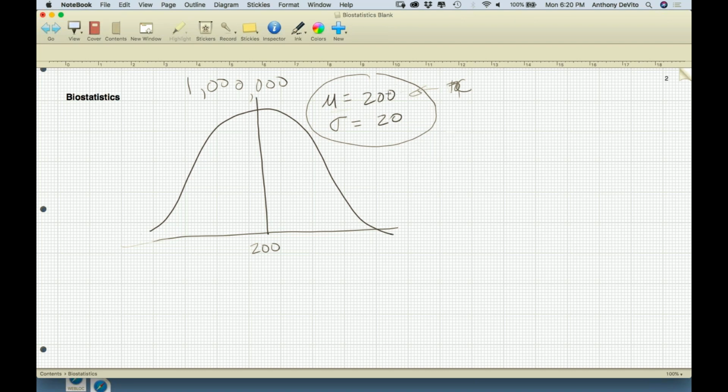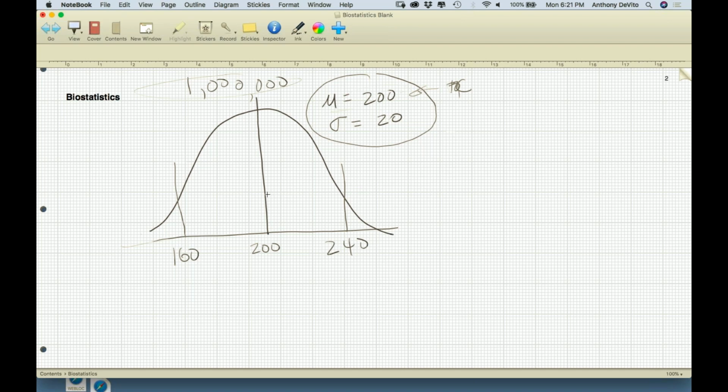So let's say the average cholesterol for these 1 million people is 200, and the standard deviation is 20. So right from that, we know that if this is really a normal distribution, in a very large population like that, 95% of the people in this population are going to have a cholesterol between 160 and 240. And how do we know that?